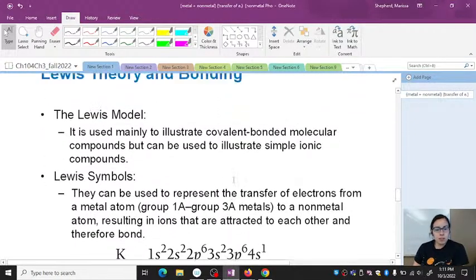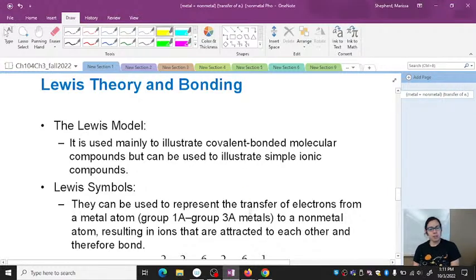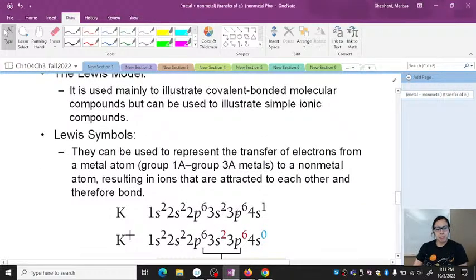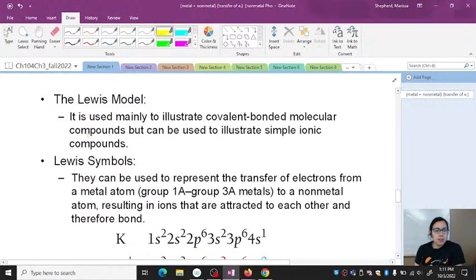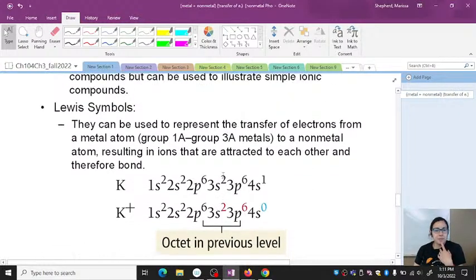And so again, with this Lewis theory, we can combine both our electron configuration and our Lewis dot structure, and it gives us a lot of information. And so again, this Lewis model is mainly used to illustrate covalent bonded molecular compounds, but we can also use it, again, showing our sodium chloride and our ions.